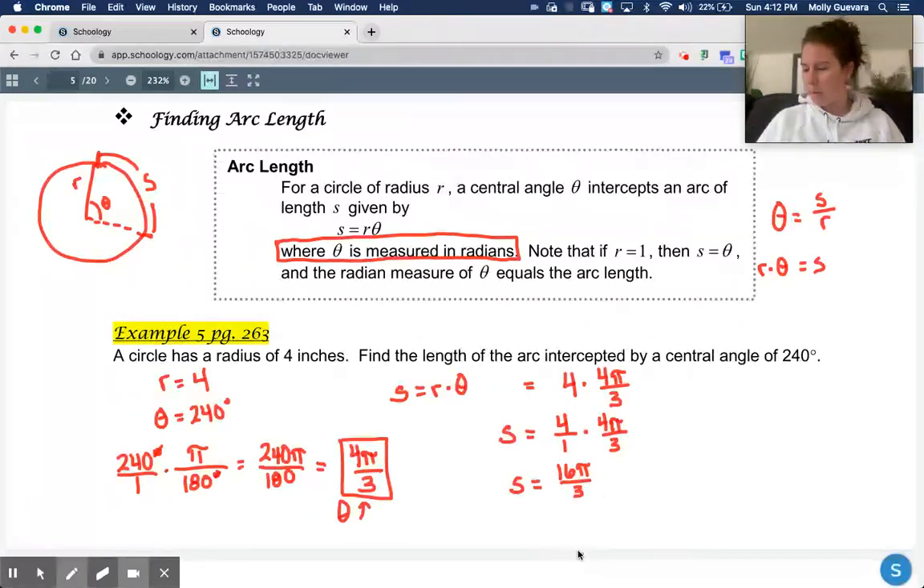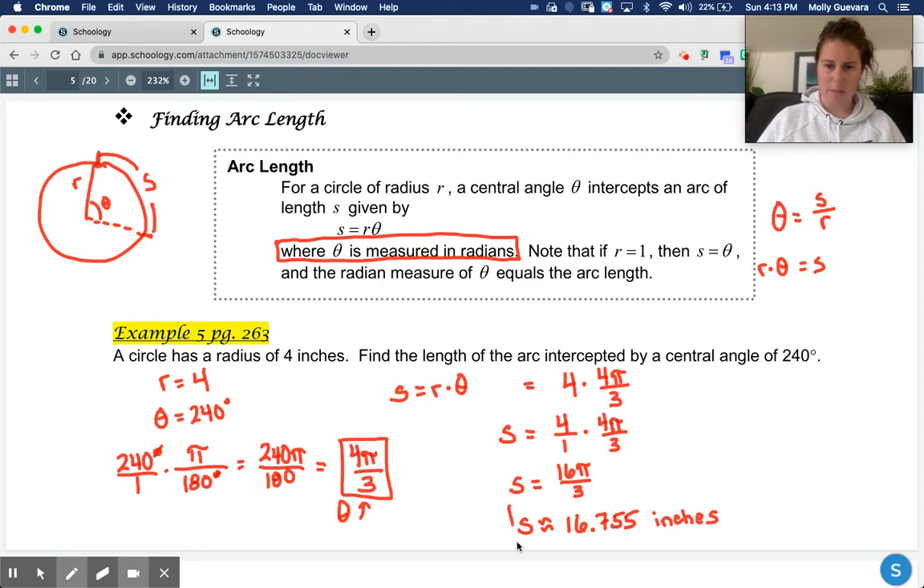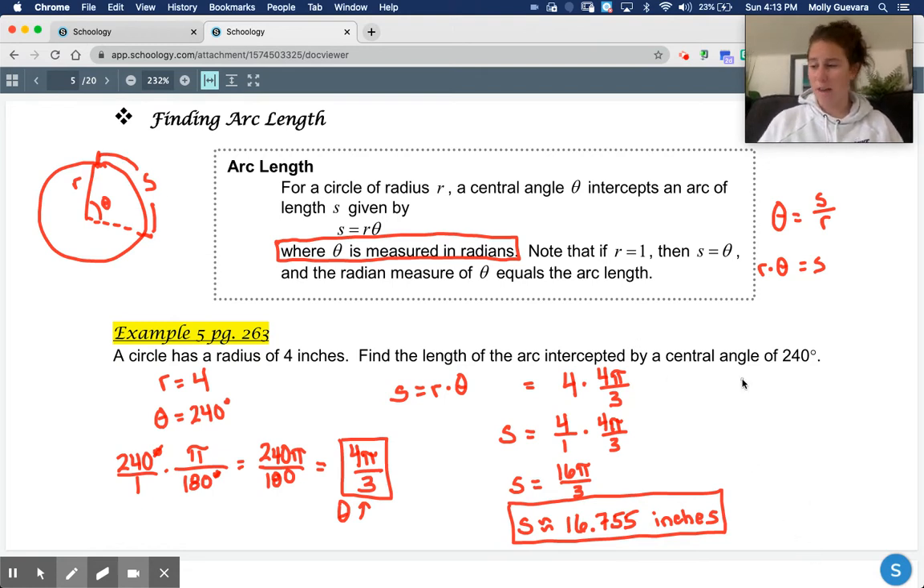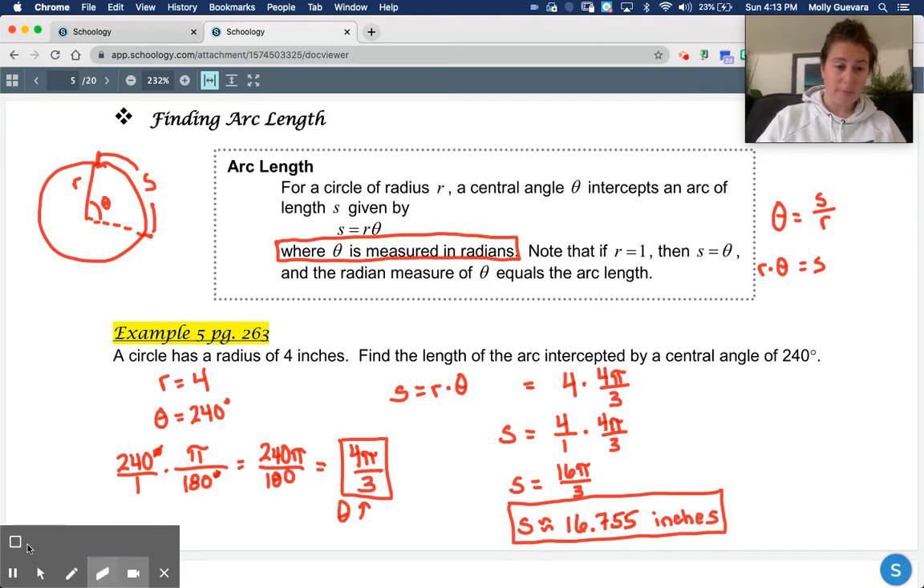And it probably wants my answer in inches since that's my unit, so I can enter this into my calculator, and I get about 16.755 inches. So that is how long the crust of that piece of pizza is. The key here is just making sure that we always use our theta in radians and not in degrees. Okay, let's move on.